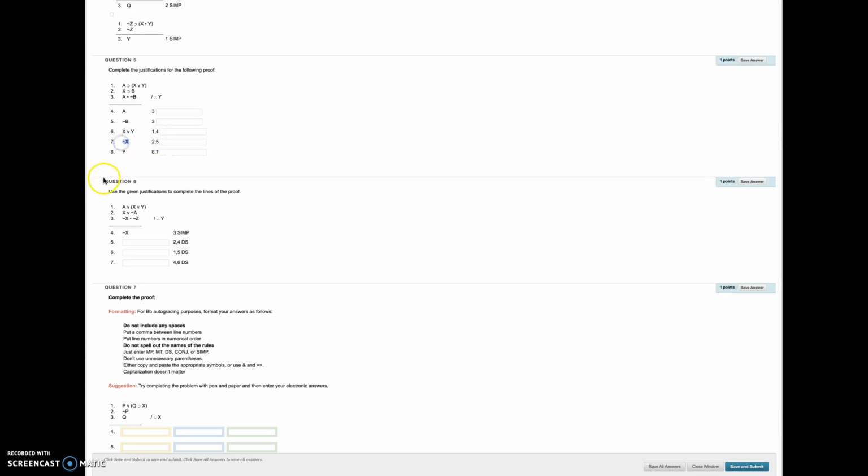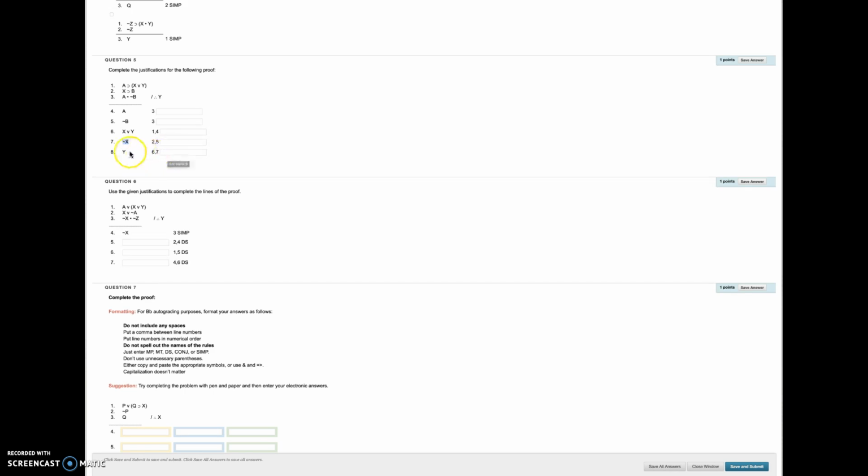Next we have this not x. We're looking at lines 2 and 5. Here's a conditional. Here's the negation of the consequent of that conditional, and what we've got is the negation of the antecedent. So which rule allows us to get that?